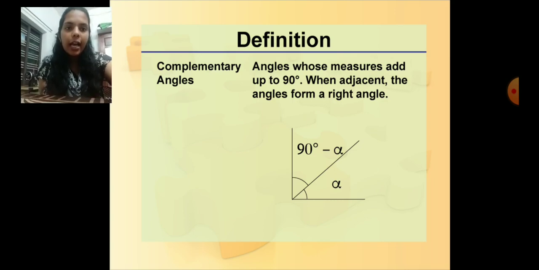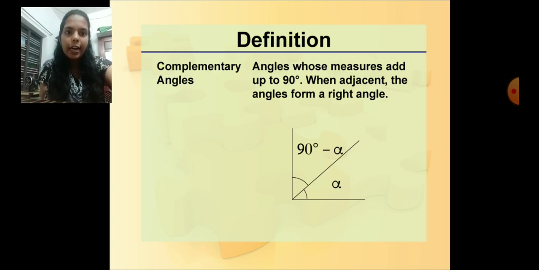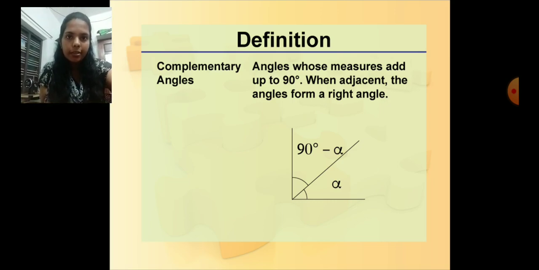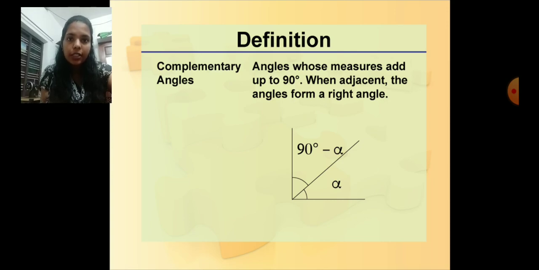complementary angles. Angles whose measures add up to 90 degrees. When adjacent, the angles form a right angle. When we add the two angles, we have to get only 90 degrees. Then we call it a complementary angle. When we add two angles, we need to get a total of 90 degrees, which is known as complementary angles.